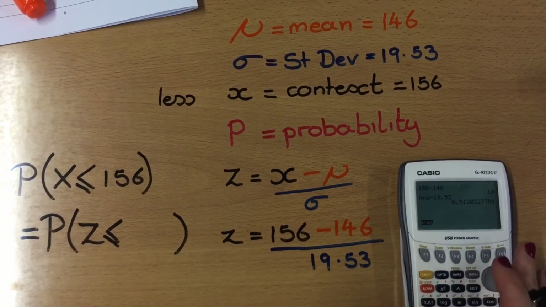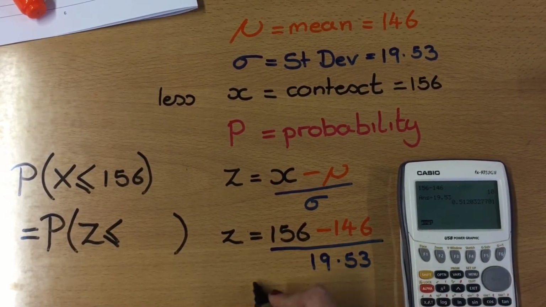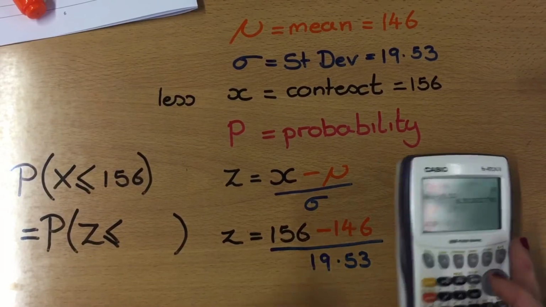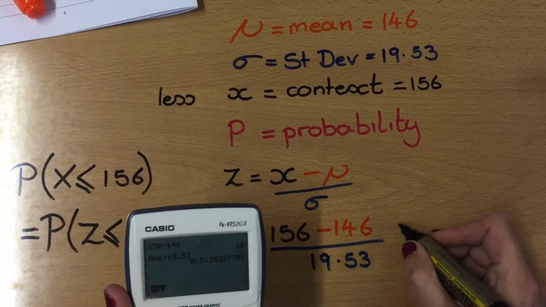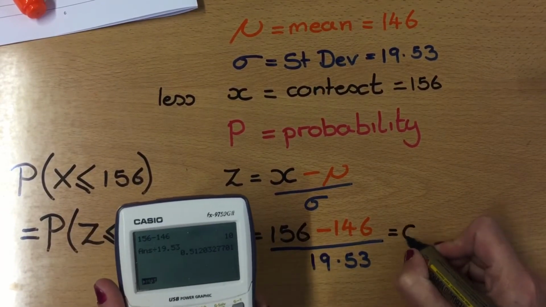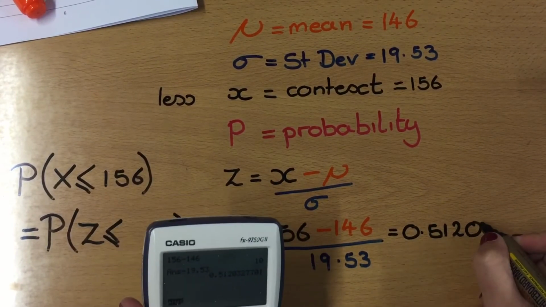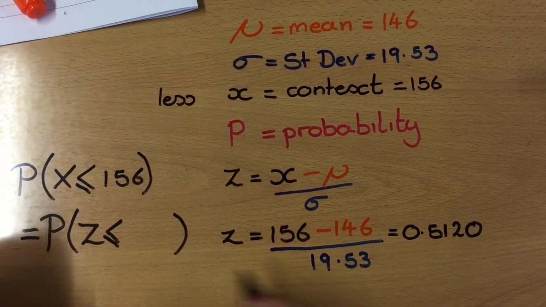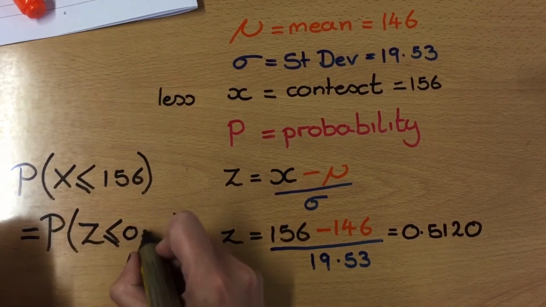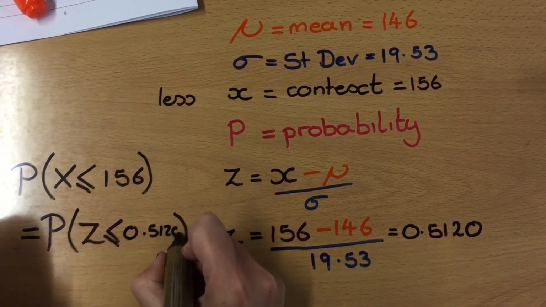If first off we work out our z value, we've got a z value that we are expecting at 0.512. So that equals 0.512.